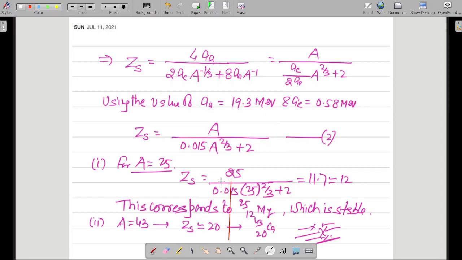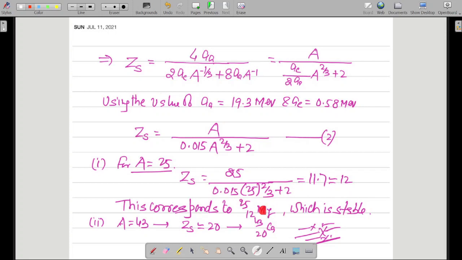So this is the thing which you get. Now what will you do? For A equal to 25, we have been asked the value, so just substitute A equal to 25 over here. So Zs equal to 25 divided by 0.015, 25 to the power 2 by 3 plus 2, which is 11.7. Now you know this very well, that atomic number cannot be in decimals. So you will take the nearest integer possible. So 11.7 will be equal to 12. That is 12 protons.